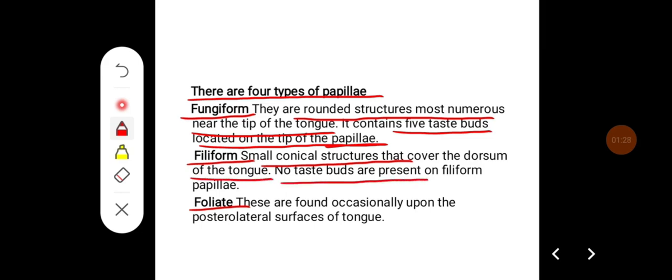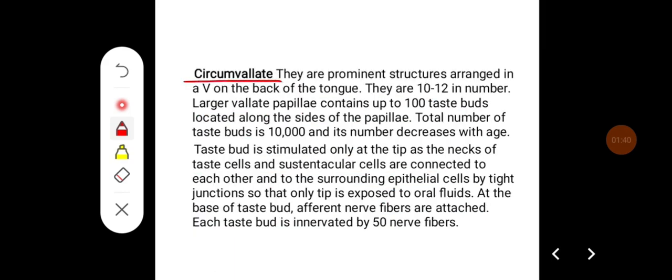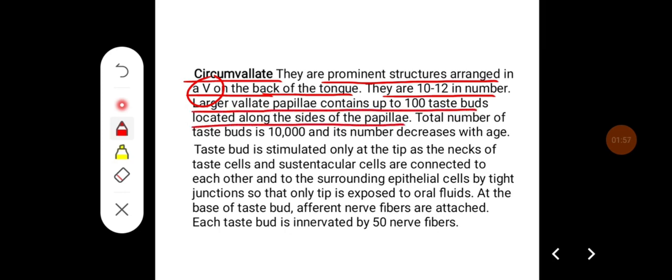No taste buds are present on filiform papillae, whereas foliate papillae are found occasionally on the posterolateral surface of the tongue. Circumvallate papillae are prominent structures arranged as a V on the back of the tongue, and they are 10 to 12 in number. Larger circumvallate papillae contain up to 100 taste buds located along the sides of the papillae.